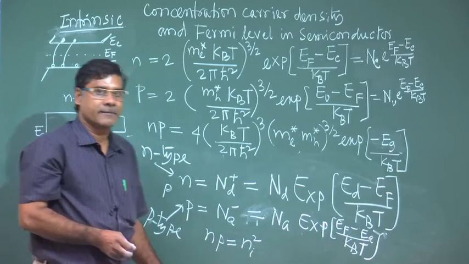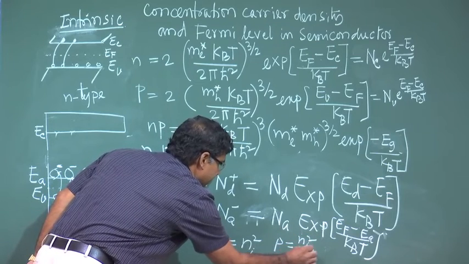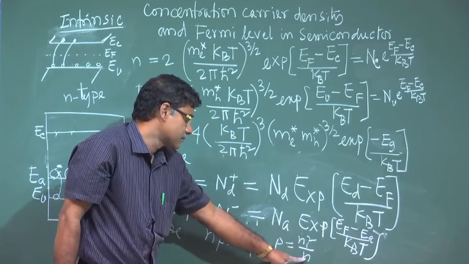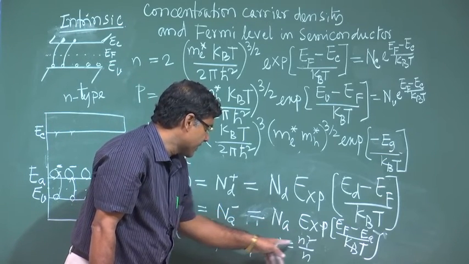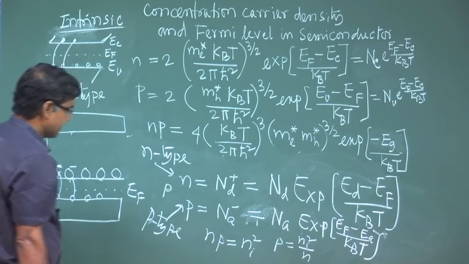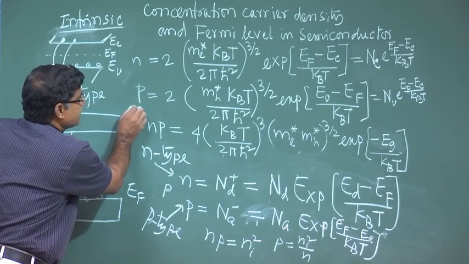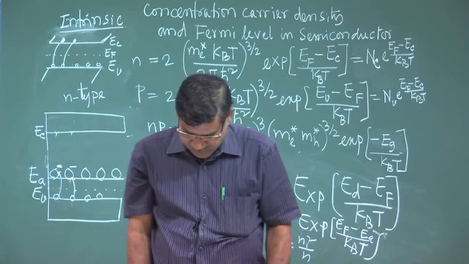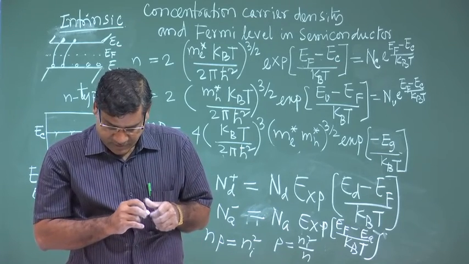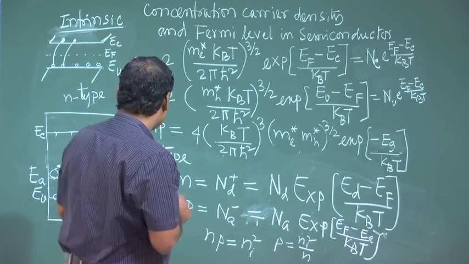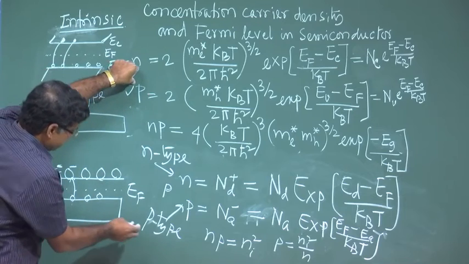So np equals ni square, n is very much greater, so what will I get? I will get p equals ni square by n. So n is very high compared to ni, right. So that means this p will be very small. I can take this p, then you have to equate to get the Fermi level. I have to equate basically these two. So this is the P and this is the N.